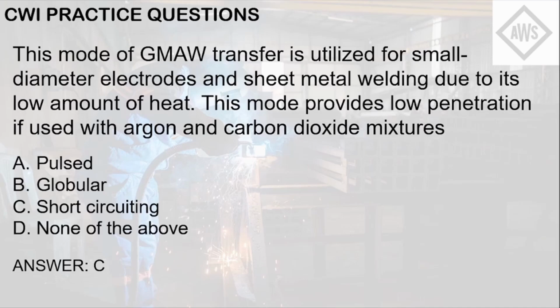Globular is not the answer because it transfers globules into the molten weld pool. So when you use globular in sheet metal, it will melt the sheet metal itself because of the droplets.